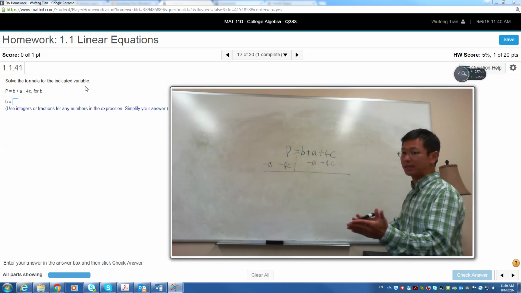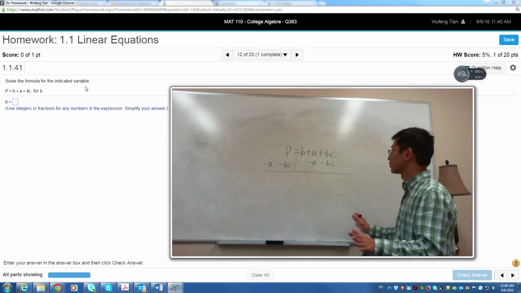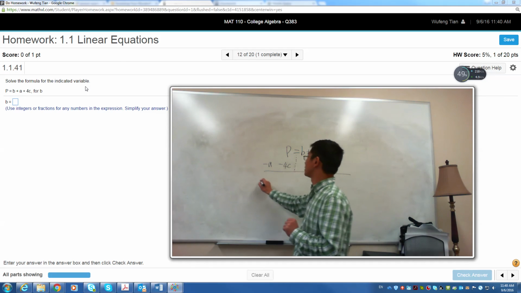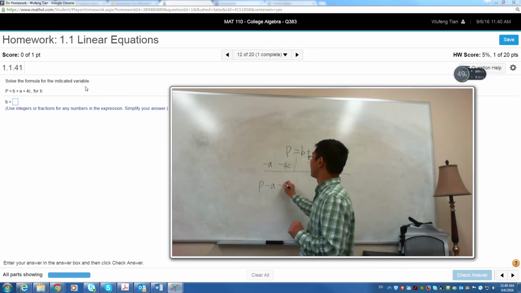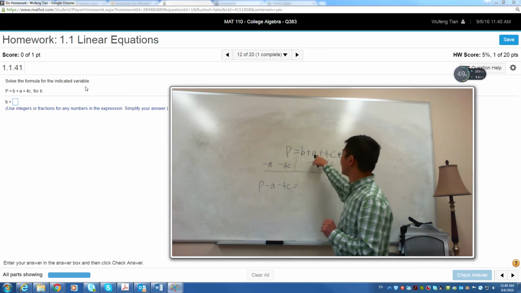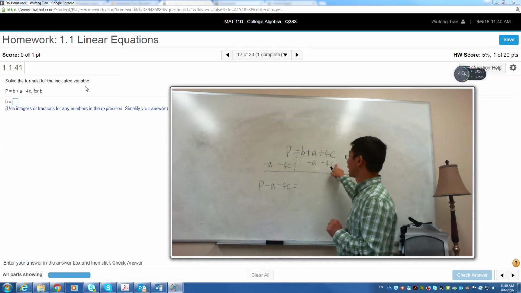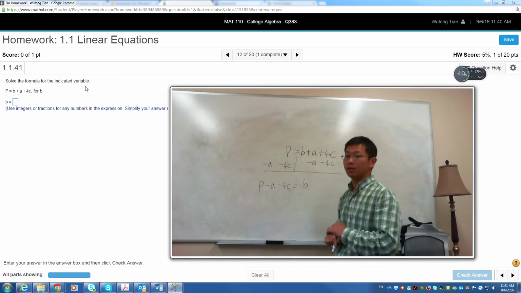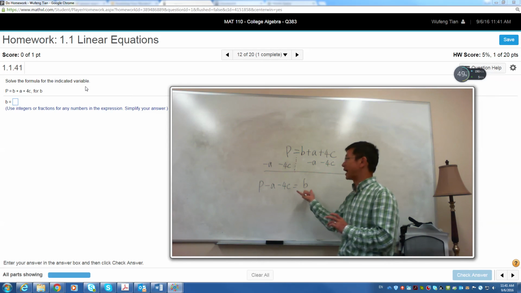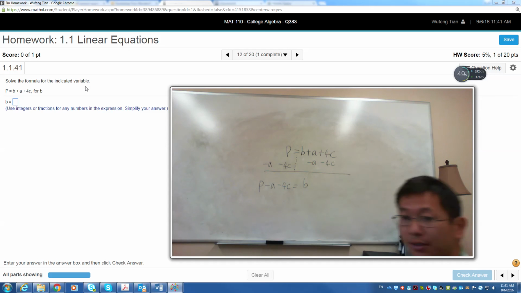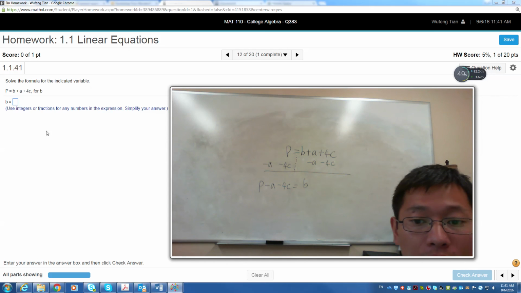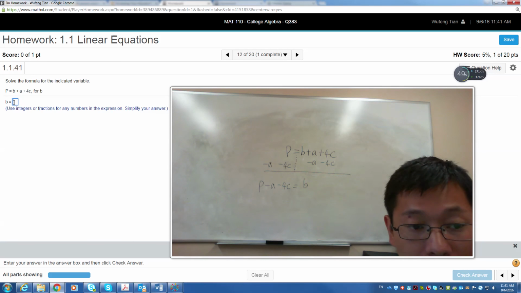There's no A or C on the left side. We cannot combine like terms. Then we just write P minus A minus 4C equals, the A and A cancel out, the 4C cancels, you only have a B here. So that's how you solve for B, isolate B. That's your answer. B equals P minus A minus 4C.